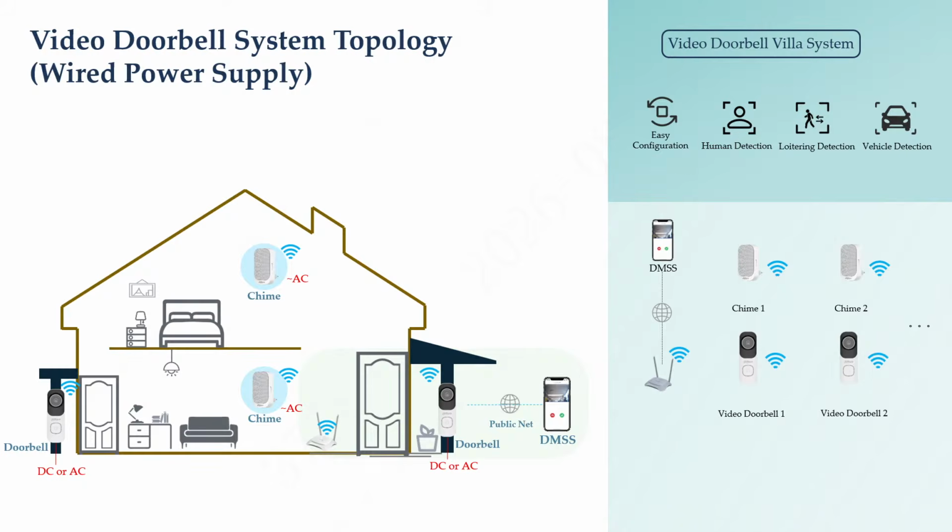About the doorbell, it is important that it has no door lock function, so if you want to control your door lock, you need to have a Villa solution. But if you don't need that, and in many applications end users do not need this, you can install doorbells. These doorbells support human detection and vehicle detection. It's really easy to install and configure this solution, and it also supports some loitering detection.